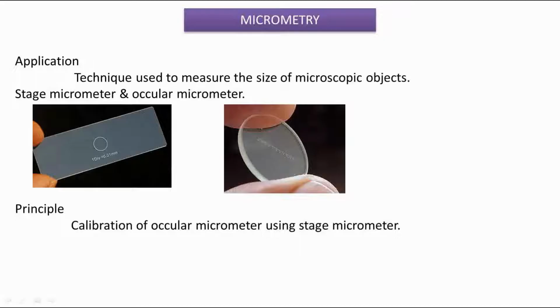Then what is the principle? The principle of micrometry is the calibration of the ocular micrometer using the stage micrometer. That is the main principle. Based on that principle, using this micrometry, we are measuring the size of microscopic objects.